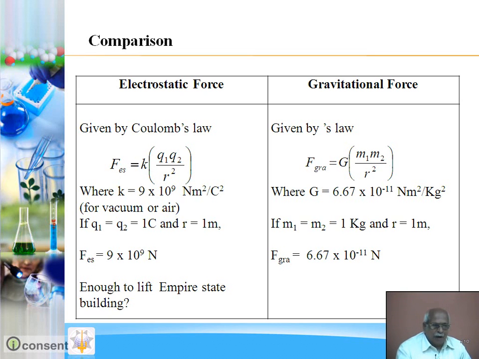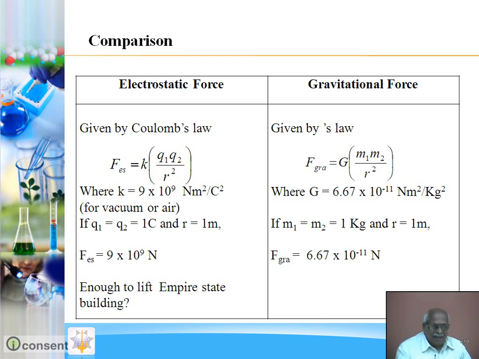Here, the value of proportionality constant K is 9 into 10 raised to 9 Newton meter square per Coulomb square. We assume that SI units are used throughout unless some other unit is mentioned. This value of K, 9 into 10 raised to 9, is true if the charges are kept in vacuum or merely in air. If the medium is something else, the value of proportionality constant K will change.